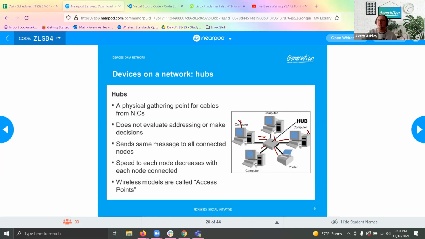And if you didn't guess this already, everything is on the same collision domain. If Y sends a message and X sends a message, it's going to stop the whole system. And we'll get into further detail about that later on in this session. So it's a dumb device. You should not see this anymore on a network. If you do, replace it with a switch.